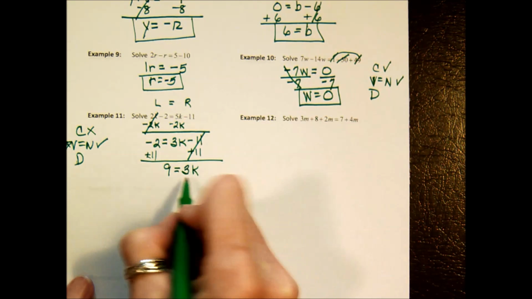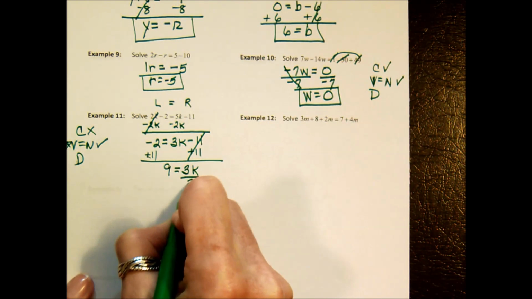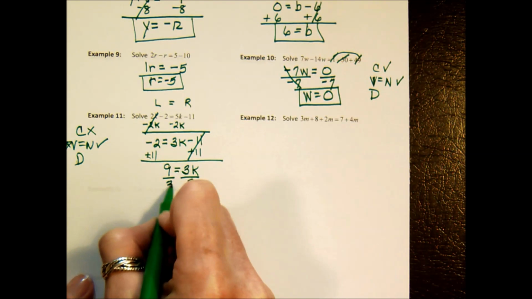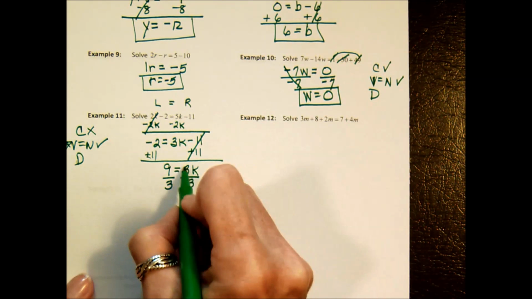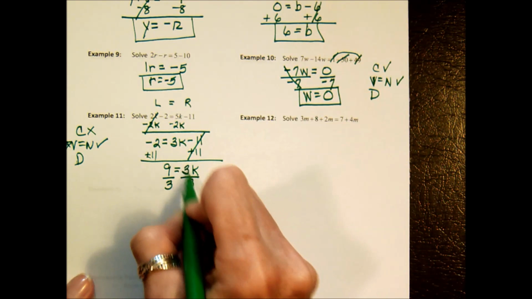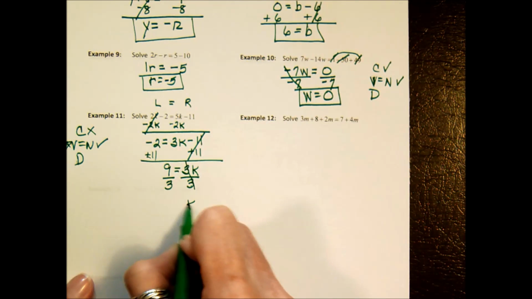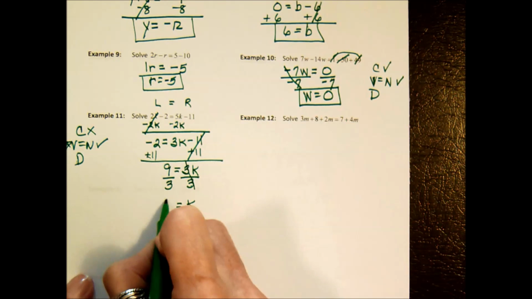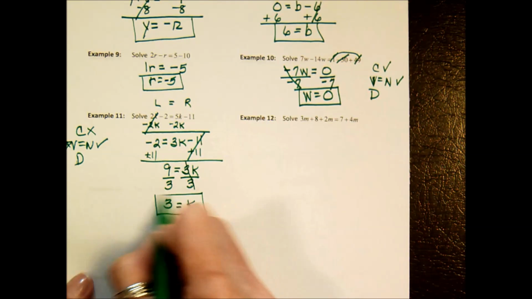Last step is to divide. So we're going to divide by 3 because that's the coefficient. It's what the variable got multiplied by. 3 over 3 makes a 1. And I have k equals 9 divided by 3 is 3. So that one had all the steps in it.